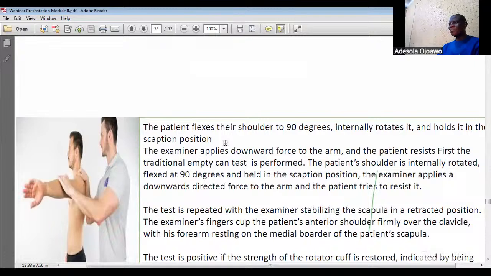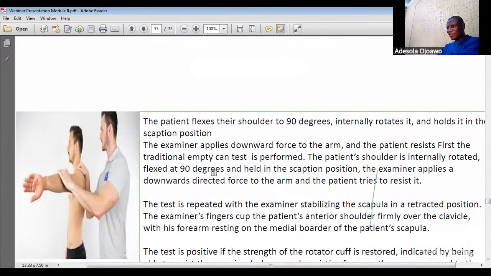In this test, the patient flexes the shoulder to 90 degrees, internally rotates it, and holds it in the scaption position. You use the hand to hold the trapezius so that the scapula will not move. That's what we call scapular retraction. The patient's shoulder is internally rotated close to 90 degrees and held in scapular position. The examiner applies a downward directed force to the arm, and the patient tries to resist it. So as you apply it, the patient tries to resist.